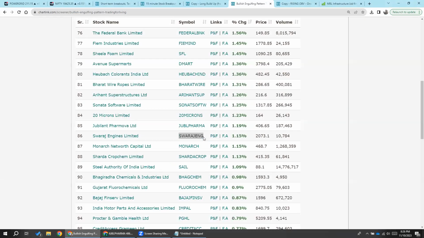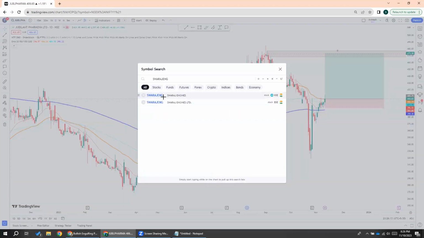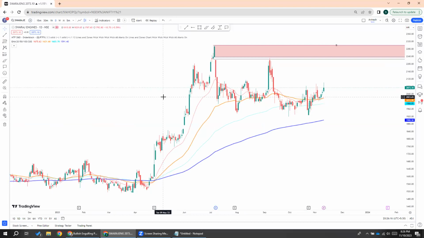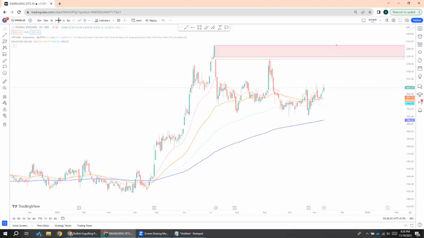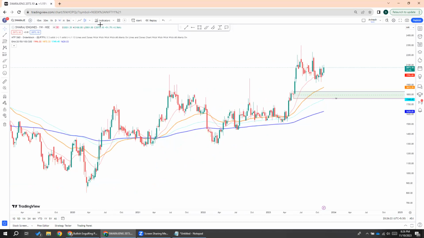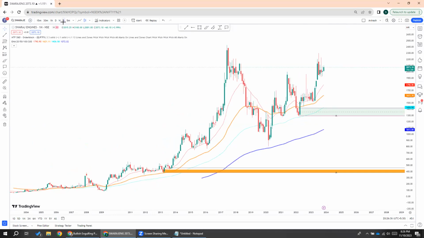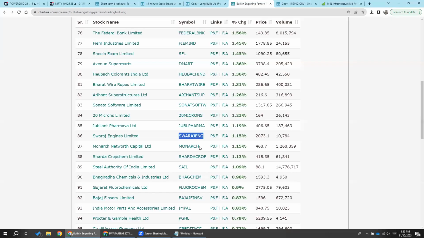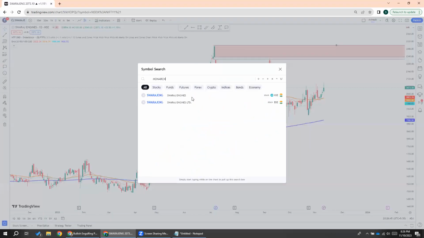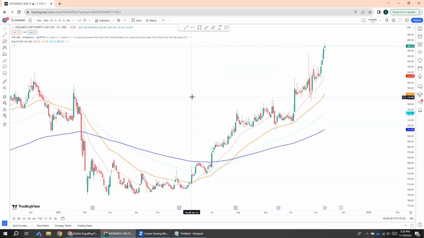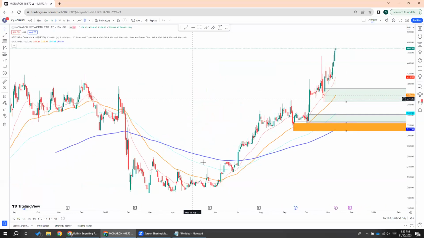Swaraj Engineering Limited. Nice setup, I think. We are going to take a risk here. It's kind of a double bottom, I told you. It's getting the support of the 20 moving average. Only thing is that the price is 2000 rupees currently, but that is okay. Monarch, let's see. Wow, single sided.